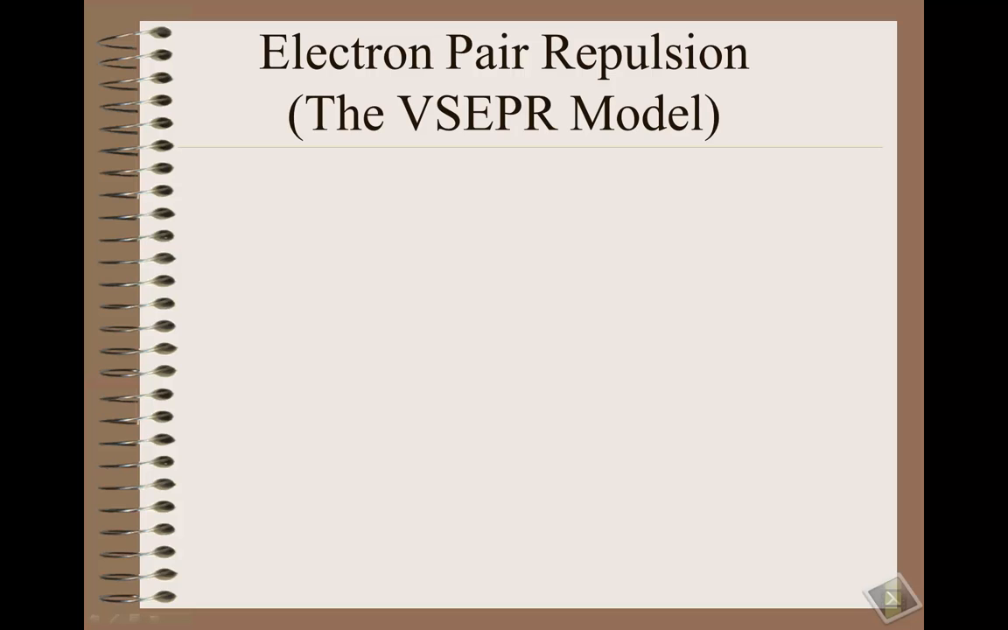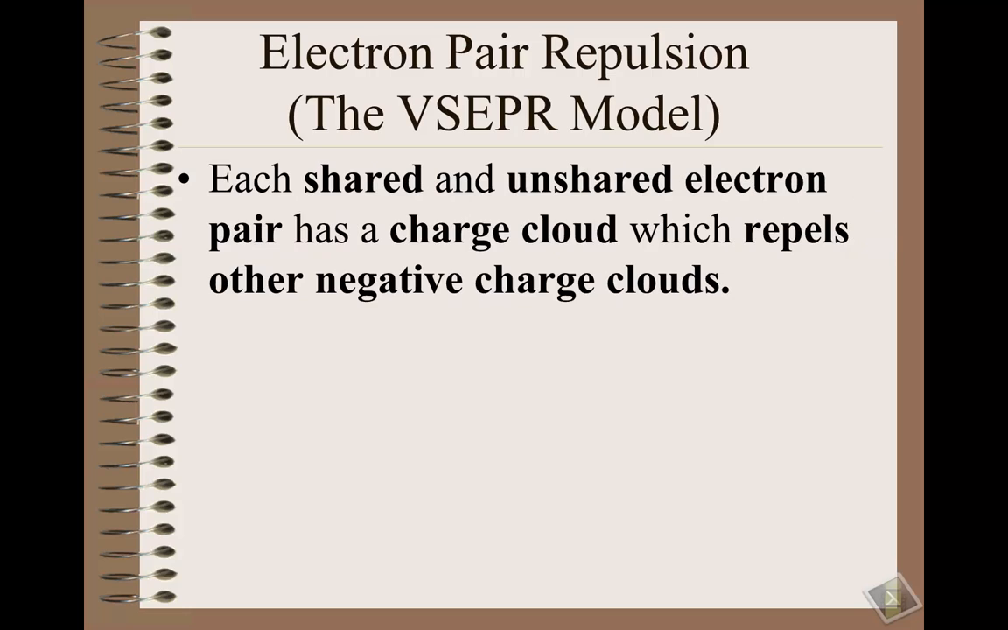As we saw in Lewis dot diagrams for molecules, there are two different types of electron pairs that we can have. Shared pairs, which are our bonding pairs, and unshared pairs, which are our lone pairs. And each of these is going to have its own charge cloud, an area of space where the electrons are most likely to be found.